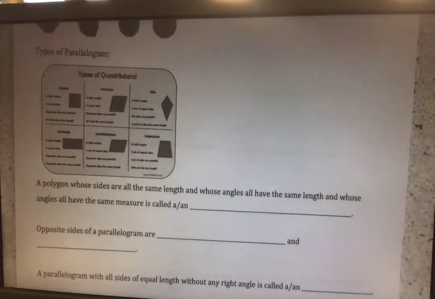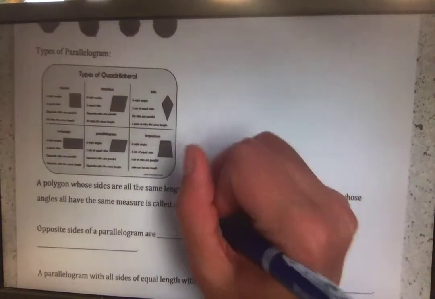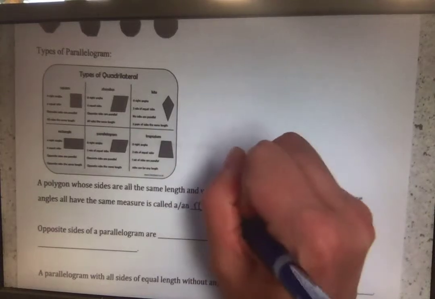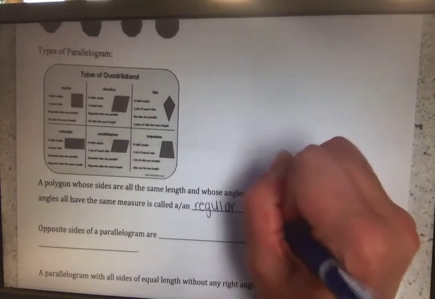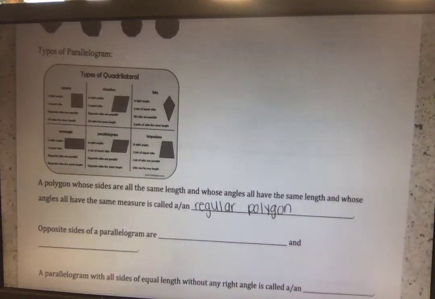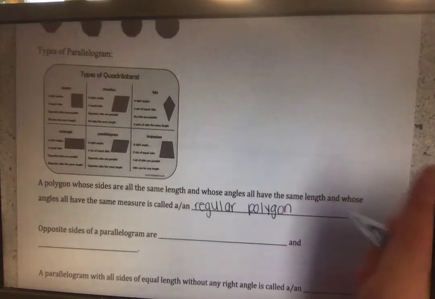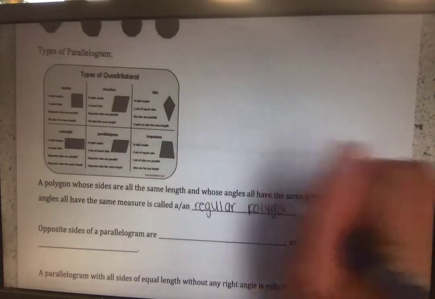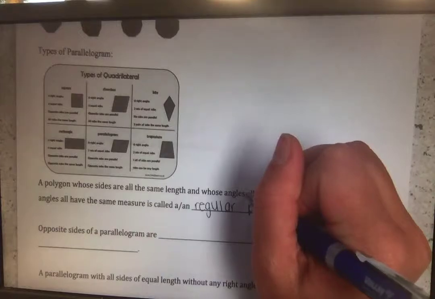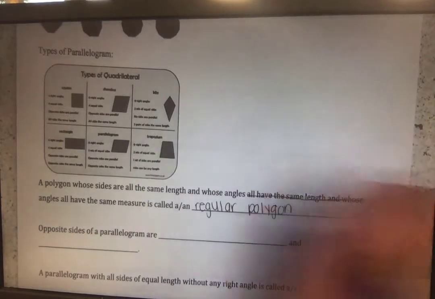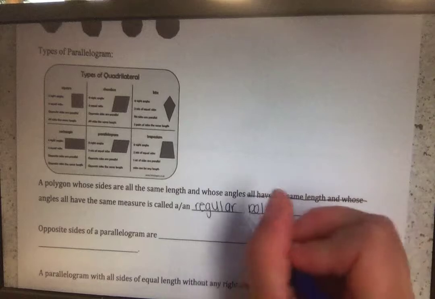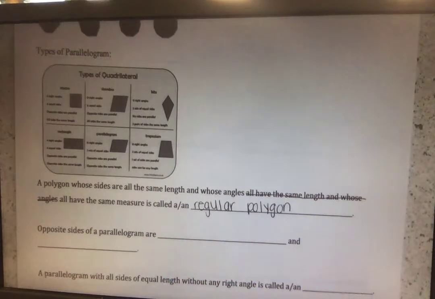It says a polygon whose sides are all the same length and whose angles all have the same measure is called a regular polygon. A regular polygon, and whose angles all have the same measure. There we go.